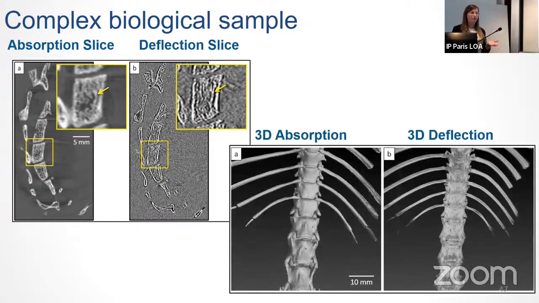In the same way, since we apply tomography, we can reconstruct in 3D both the absorption and the deflection. We can have complementary signals, and we can look at the organization of the samples in 3D and how the several structures are organized together.